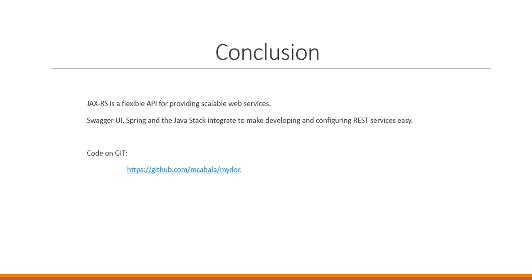Now let's go to the conclusions. JAX-RS is a flexible API for providing scalable web services. Swagger UI and the Spring and Java stack integrate to make developing and configuring REST services very easy. I have the code for this application. You can go to GitHub at the following path and download it.